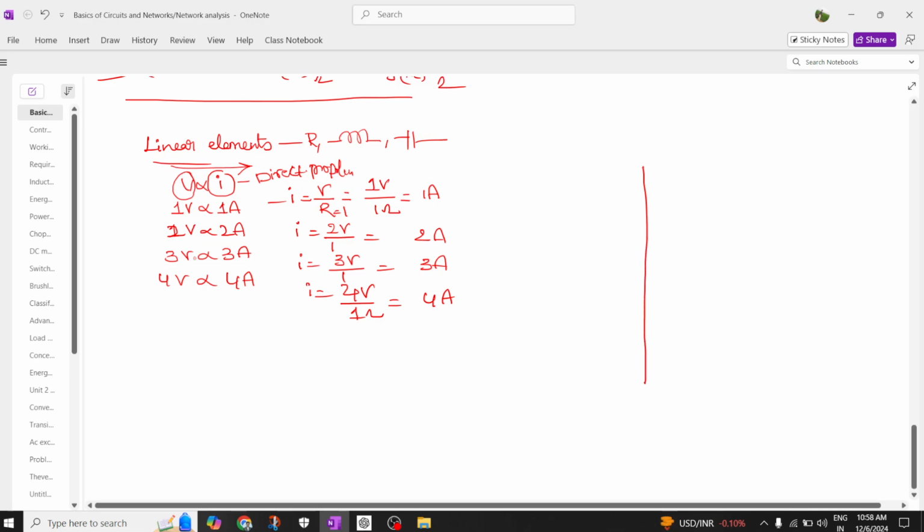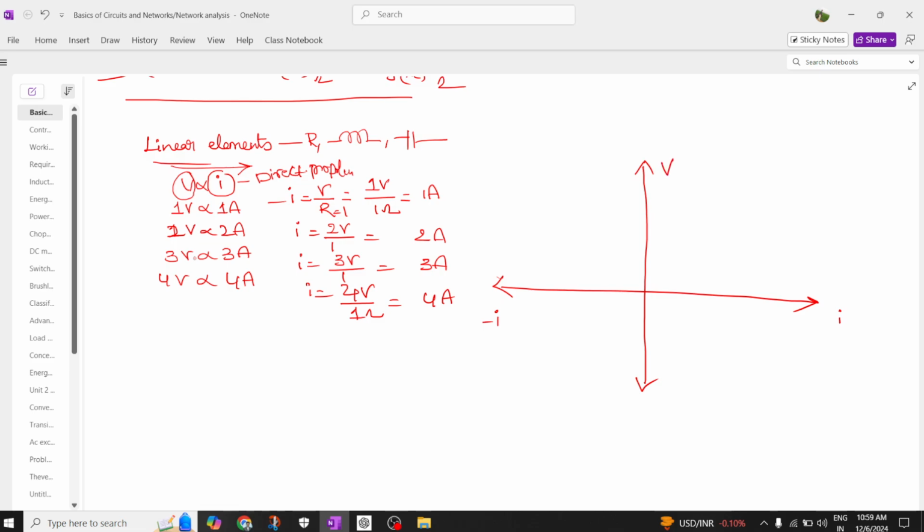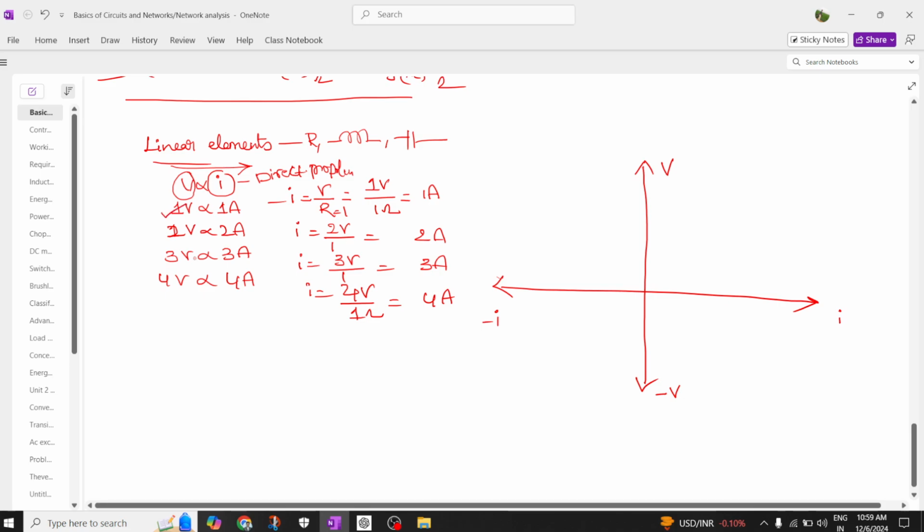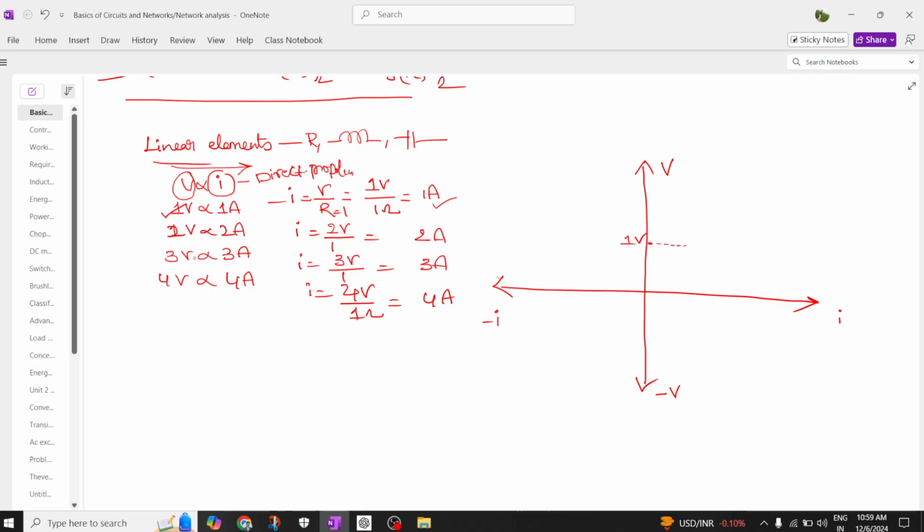In order to understand better, I am taking the current on the x-axis. Here the current is minus I amperes. Here the voltage is positive voltage. Here the voltage is negative voltage. So how much voltage did I apply? Here I am applying 1 volt, and what is the developed current? 1 ampere. So I am drawing a vertical line which is nothing but 1 ampere. This is one intercepting point.